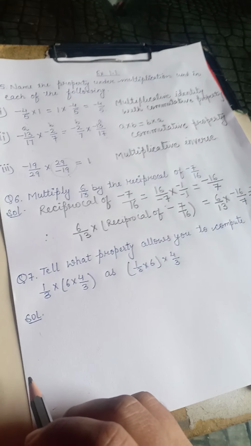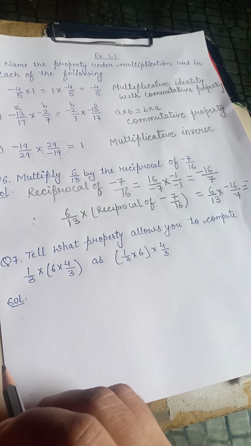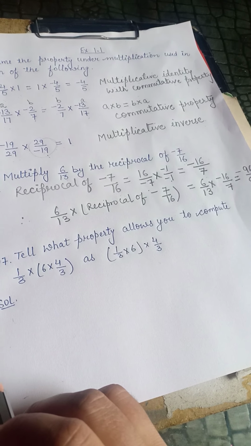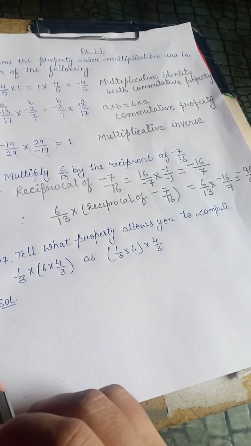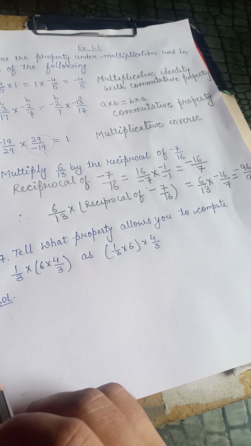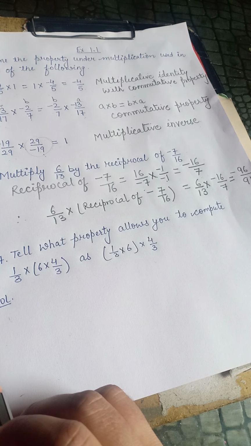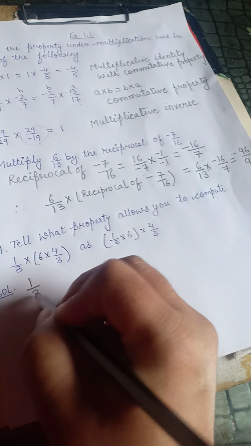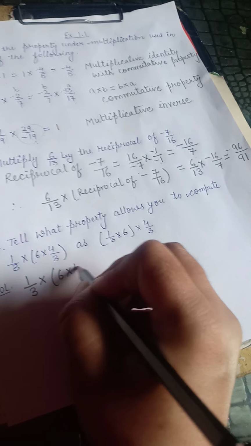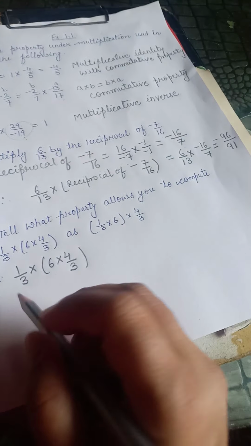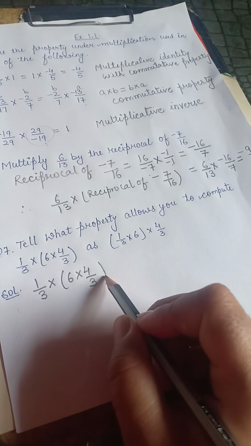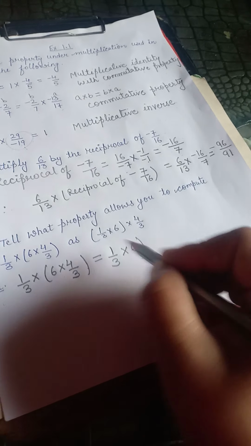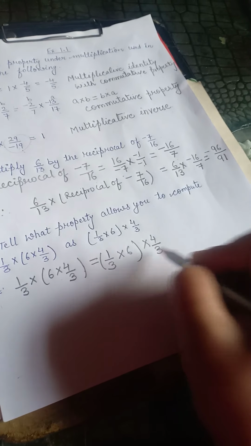Next is question number 7. In question number 7, what is written? Tell what property allows you to compute 1 by 3 multiplied by 6 multiplied by 4 by 3 as 1 upon 3 multiplied with 6 and multiplied with 4 upon 3. So we can write this question as 1 by 3 multiplied with 6 multiplied with 4 upon 3 equals 1 by 3 multiplied with 6 in a bracket, and it is multiplied with 4 upon 3.